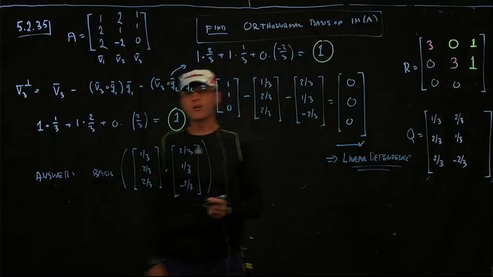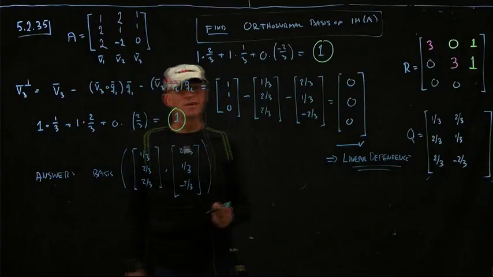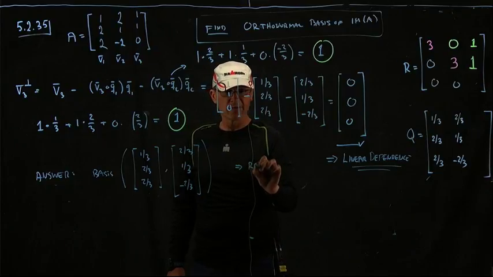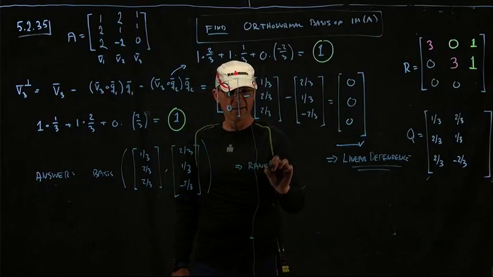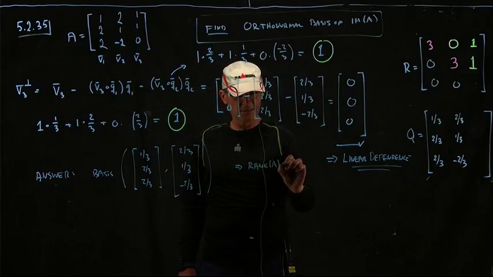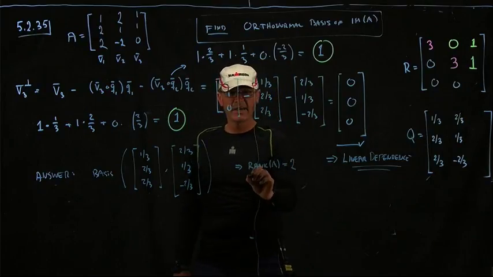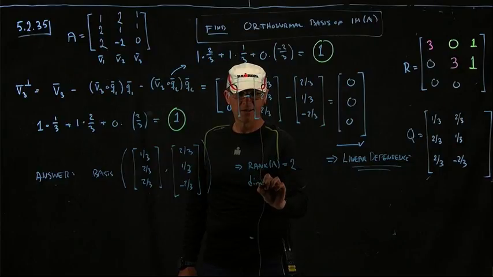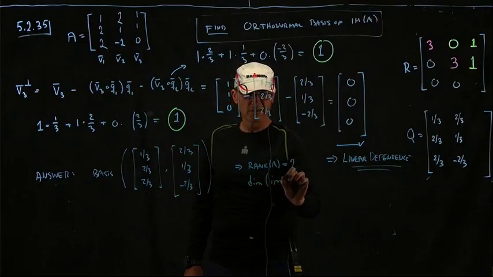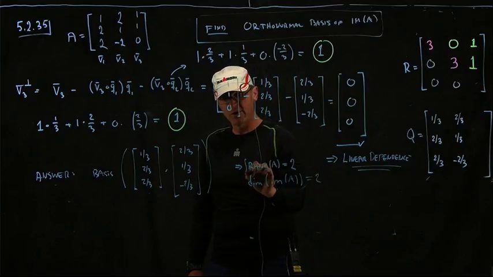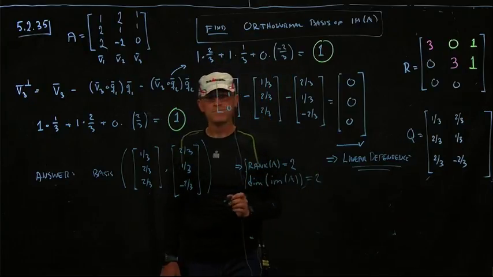Right. So since we found two of them, that means, of course, that the rank of the matrix is 2. And we have that the dimension of the image of the matrix is 2. These two should always be the same.